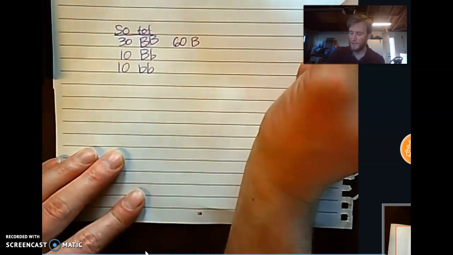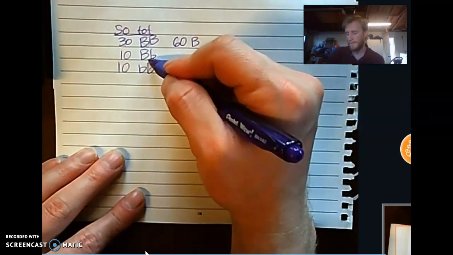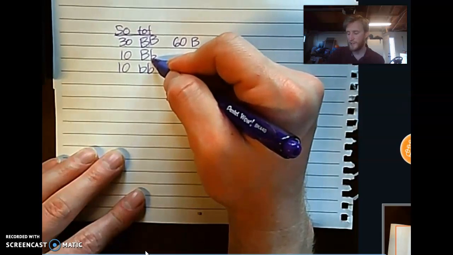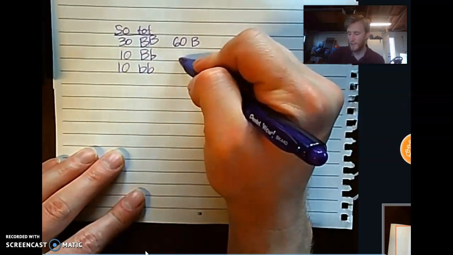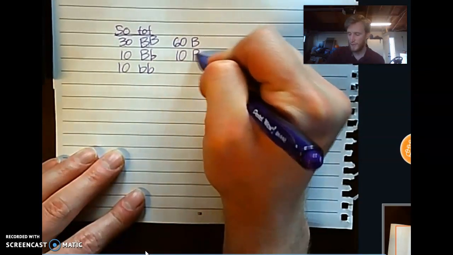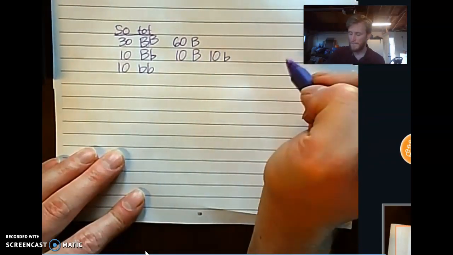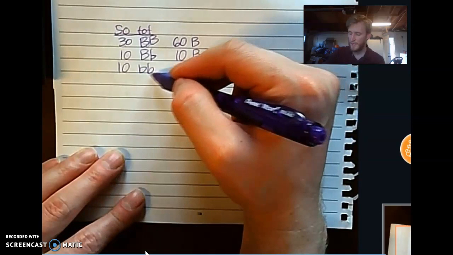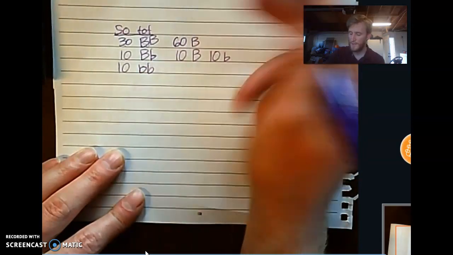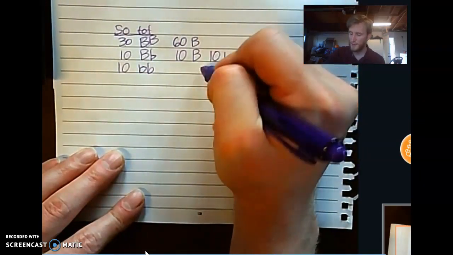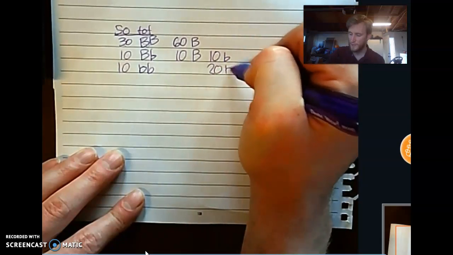These individuals that are heterozygous, there are 10 of them. They each have a copy of each allele from each parent. So there are 10 with big B and 10 with little b. And then the last group, they both just have a little b from each parent. So it would be 20 total little b.